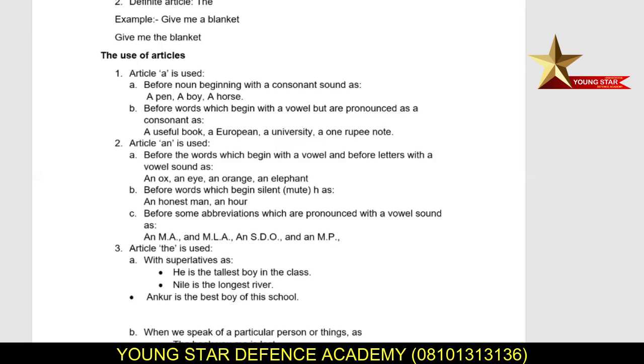Also, we can use a with countable nouns. What are countable nouns? हम उनको गिन सकते हैं. Example, he is a teacher. He is a teacher. एक teacher. She doesn't own a car. मतलब उसके पास कार नहीं है. A car means उसके पास कार नहीं है, कोई भी कार नहीं है.